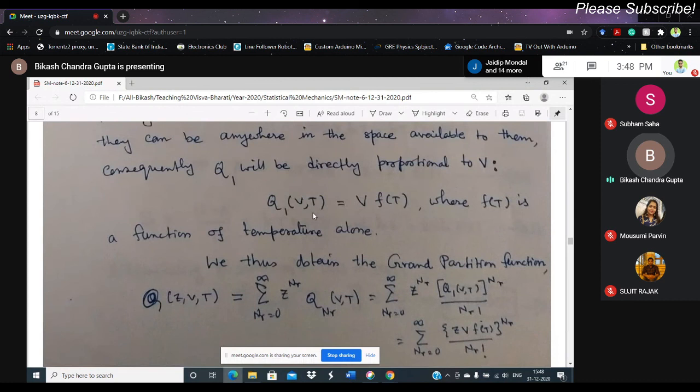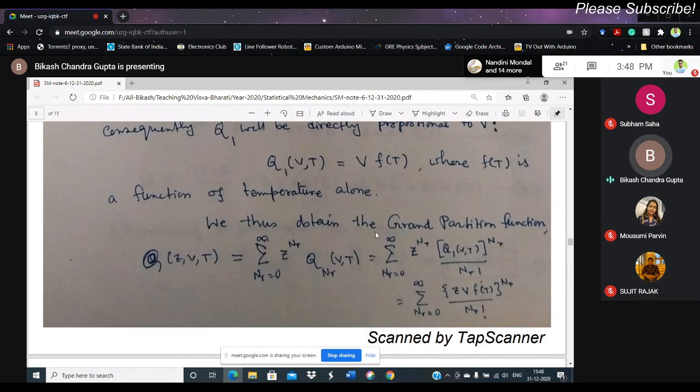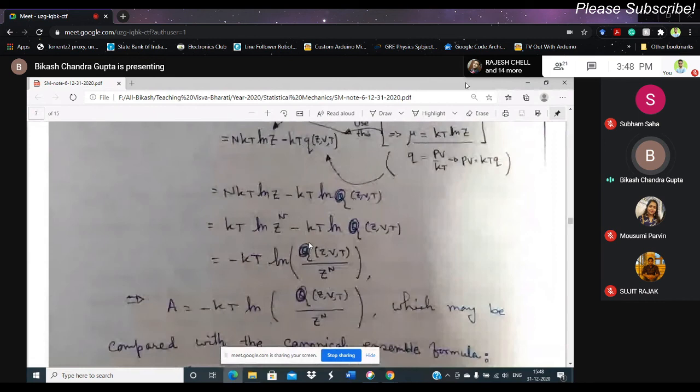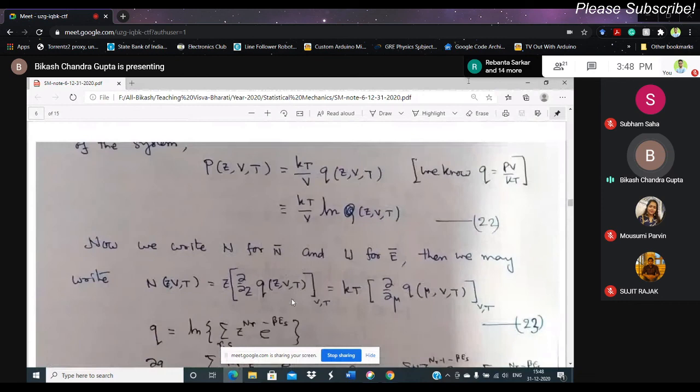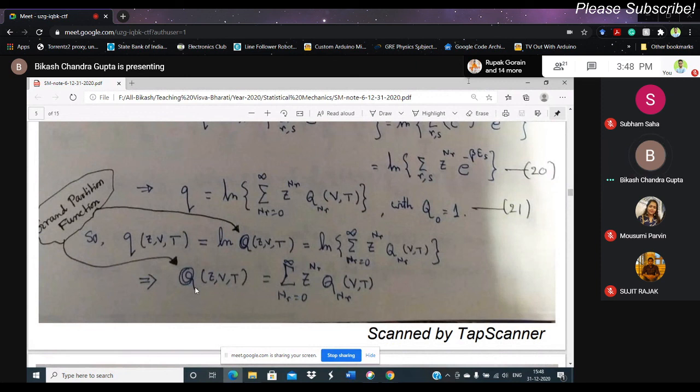Now we can obtain the grand partition function, because you already have the expression for the grand partition function, right? Where is that grand partition function? We have already expressed it somewhere here, right? This one. So in the grand partition function, this is not a simple Q. It is a Q with a different kind of notation. This Q and this Q are different. This is a canonical partition function, and this is the grand canonical partition function. In short, we say grand partition function.